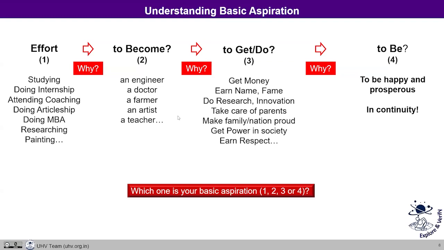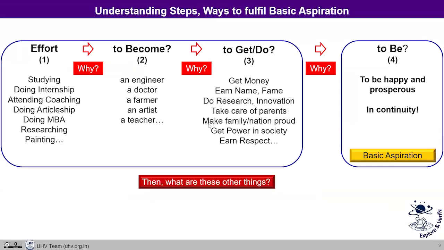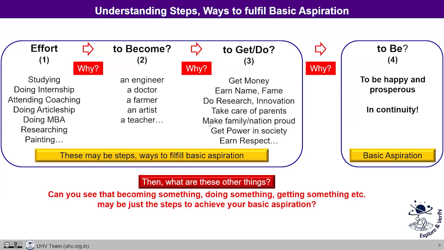So which one is your basic aspiration? 1, 2, 3, or 4? This is something that we can ask and allow the student to explore. So this is our basic aspiration, and we can ask, can you see that your basic aspiration is to be happy and prosperous, and that too in continuity? Then what are these other things? These may be steps, ways to fulfill the basic aspiration. Can you see that becoming something, doing something, getting something, etc., may just be the steps to achieve your basic aspiration?